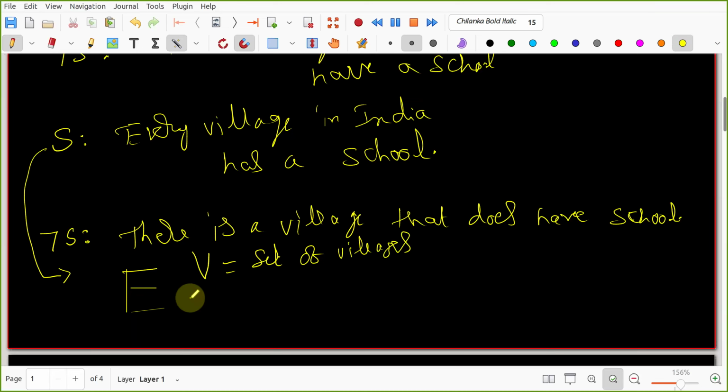Please go ahead. Then we need a property. What is a property here? That a village has a school. Has a school is a property.